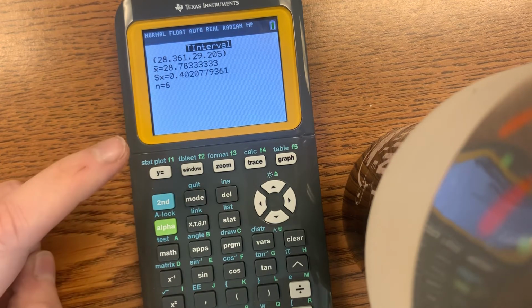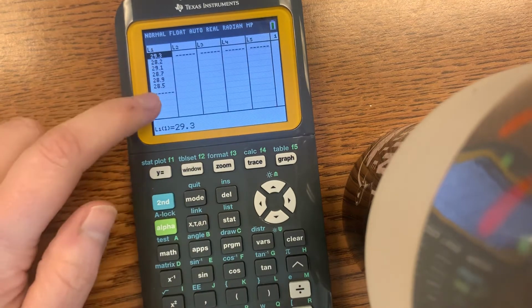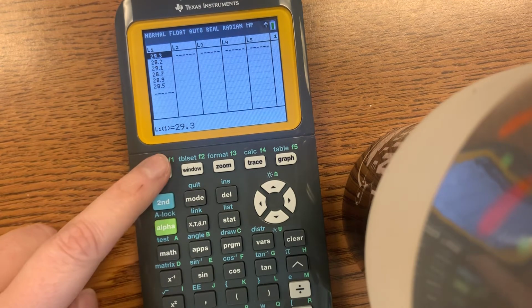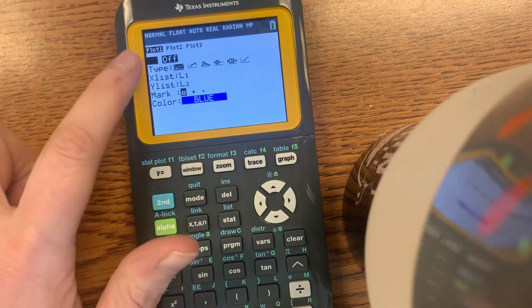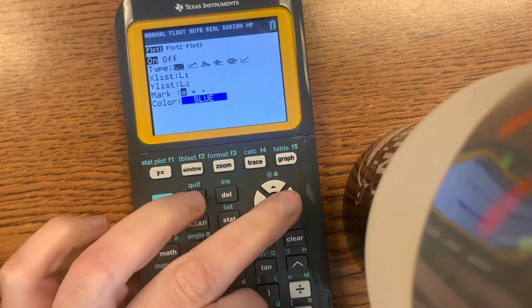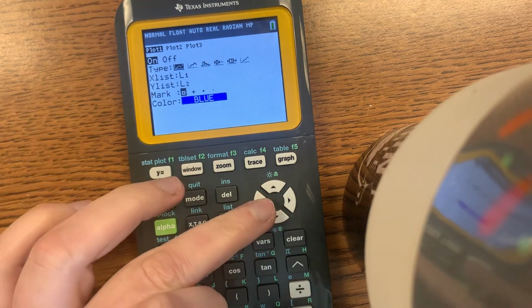Last thing I'm going to show you is how I could graph. So again, I have the data in L1. If I wanted to use my calculator to draw a quick graph of that data, I would do second y equals, and then push enter on plot 1. I'm going to push enter on the word on to turn that graph on. For type, you can use either a histogram or a boxplot. Either would get the job done.